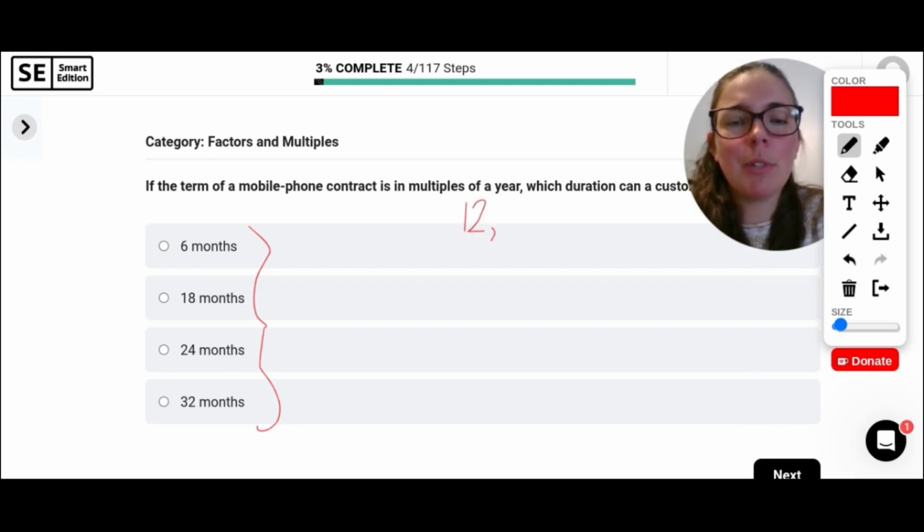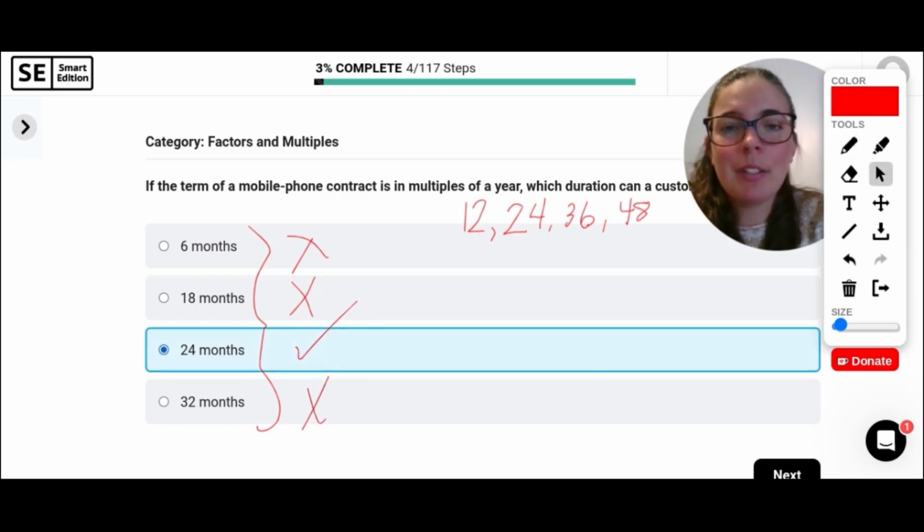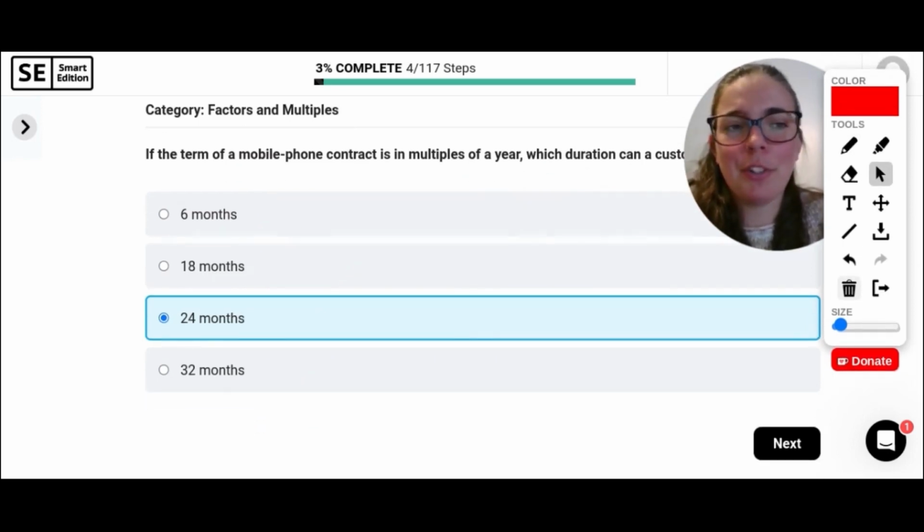So 2 years would be 12 plus 12, which is 24. 3 years would be 36. 4 years would be 48, and so on. Let's see if any of these are here. 6 is not a multiple of a year. 18 is not, but 24 is. So it looks like 24 months is the only term that works for this question.